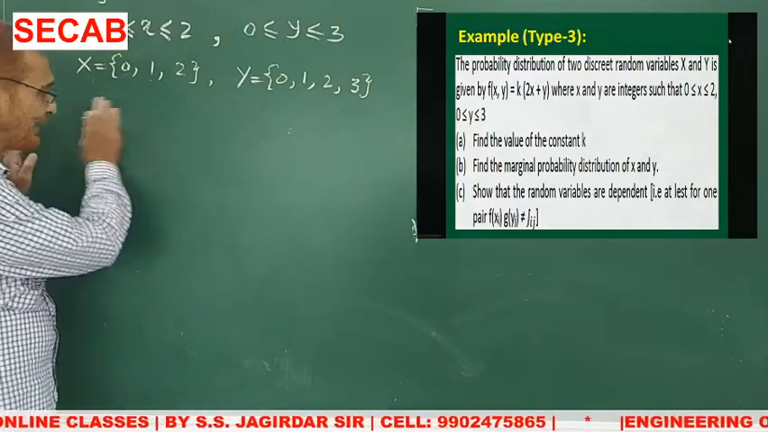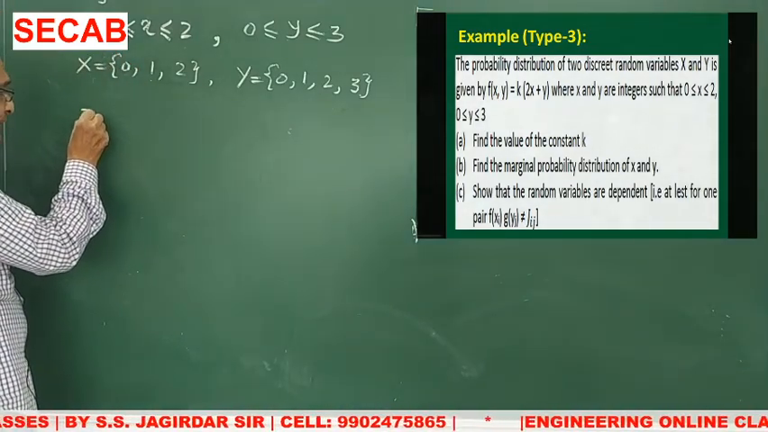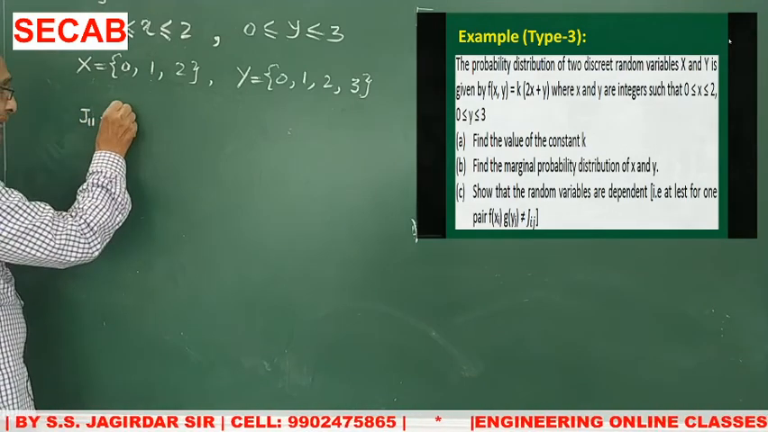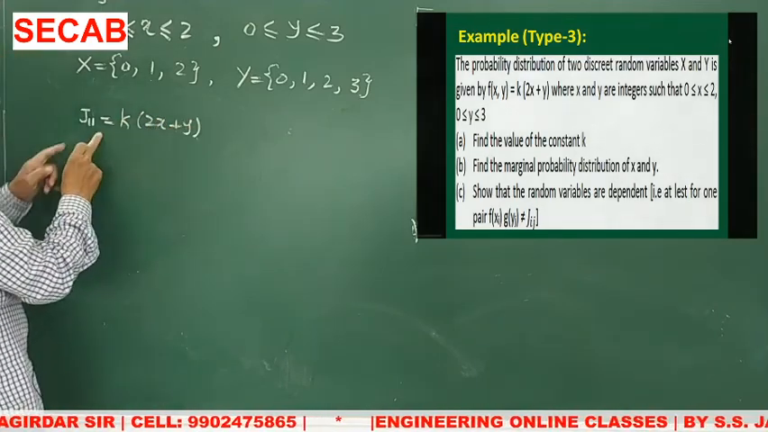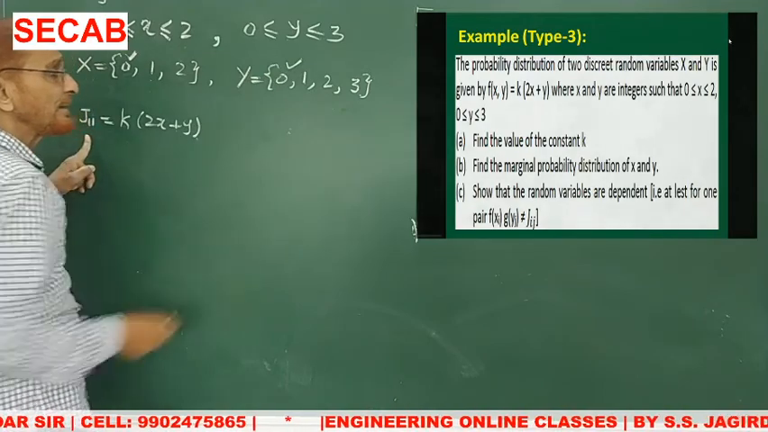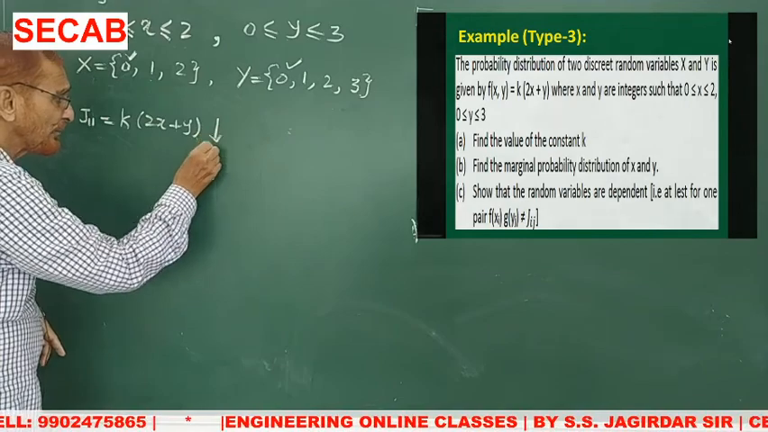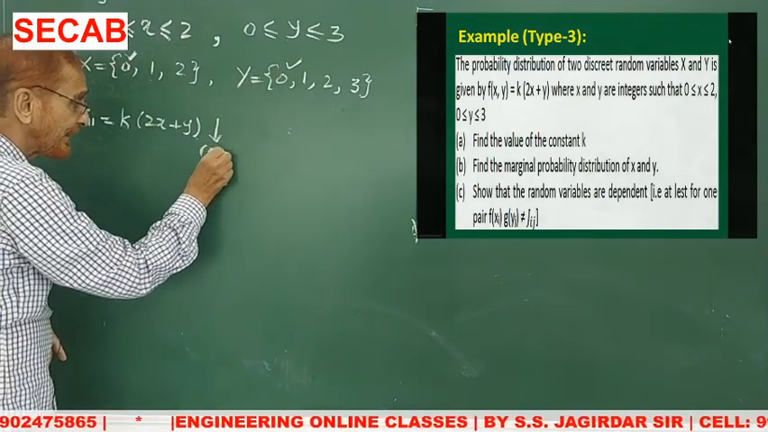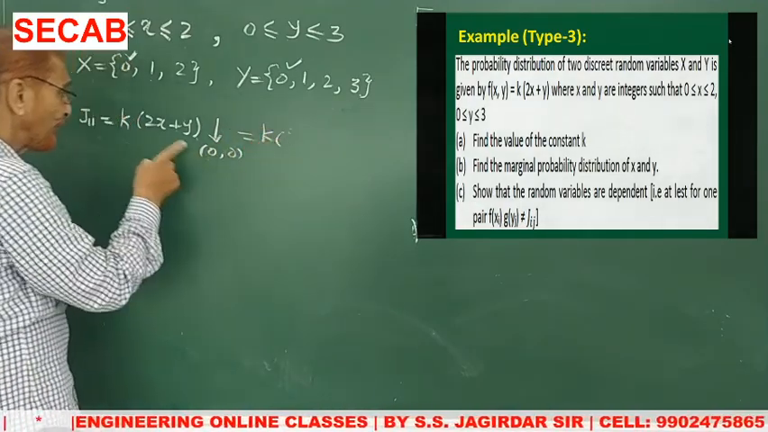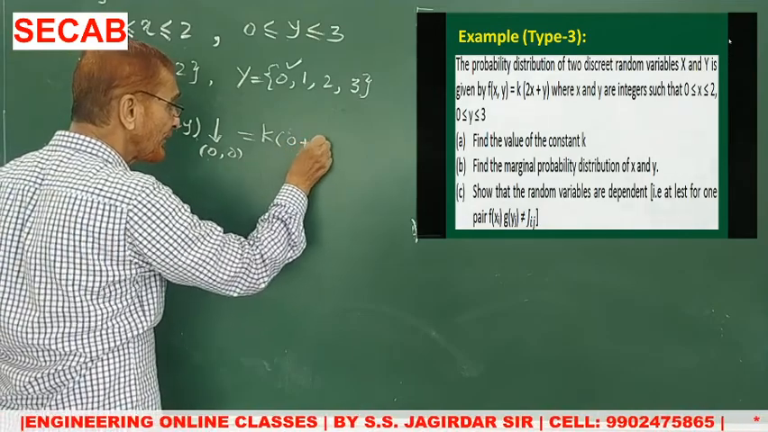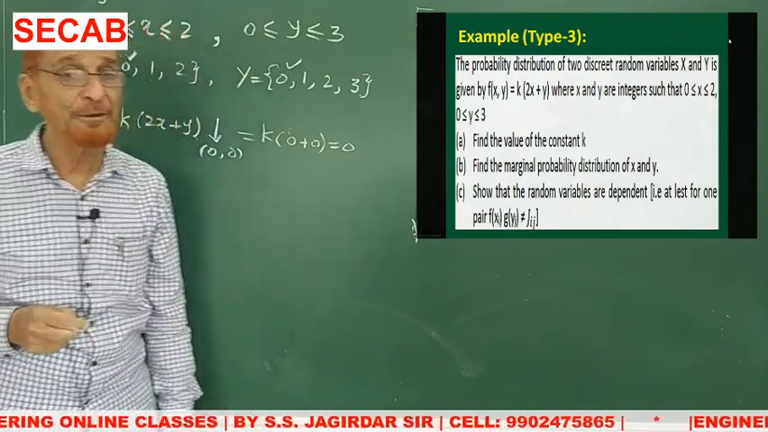I will show very easily that suppose you want J11, the first value. J11 is equal to k(2x plus y). J11 means this is 1 and this is 1. If you take up these values, the first pair, with 0 you have to take 0. These are the x and y values. When you put these values here, what will you get? k into, when you put x equal to 0, it is 0 plus 0, which is 0. So that means the first box value in the JP table will be 0.